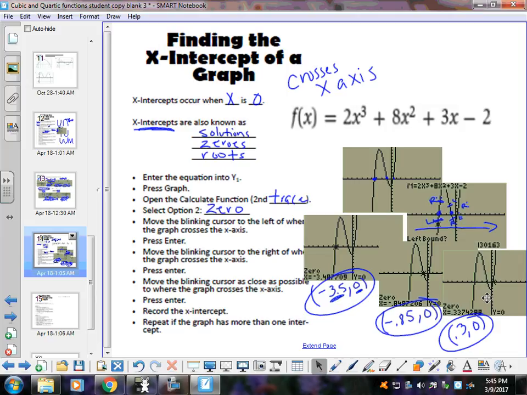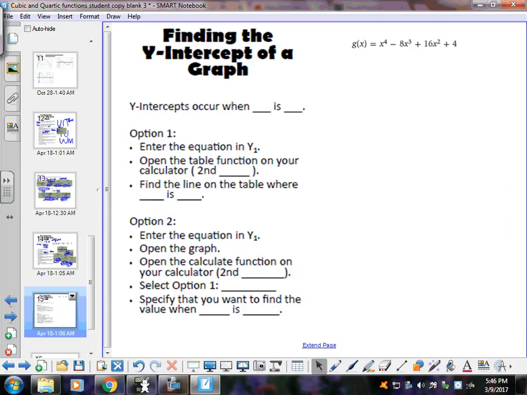All right. Now that's the x-intercept. The last one I have to show you is the y-intercept. It's the easiest of all of them. The y-intercept occurs when x is 0.